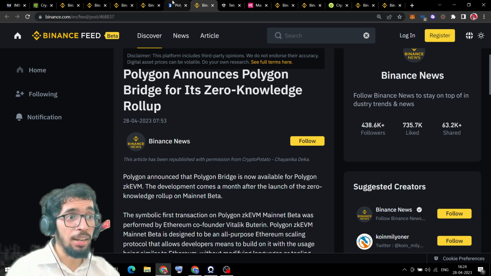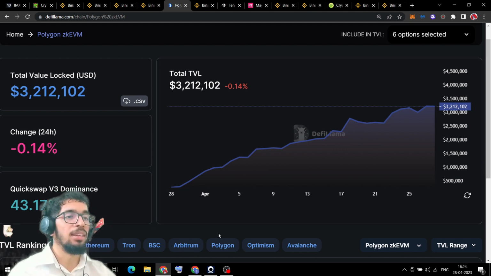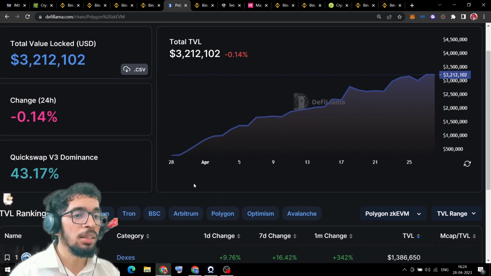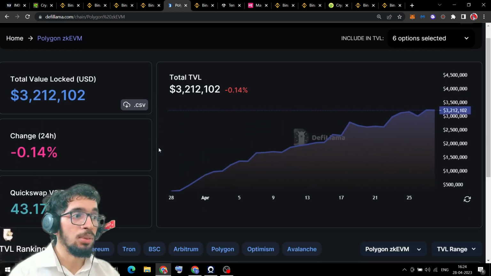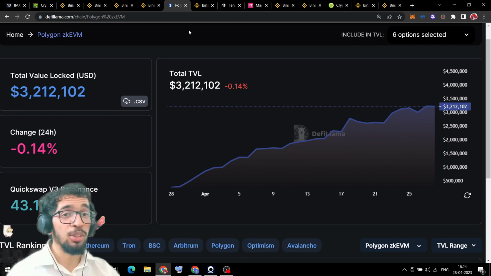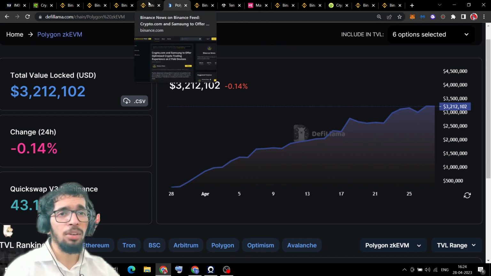Right now the bridge is just increasing. It's around 3.213 million in TVL. It's not that much, but we'll keep an eye on which projects also come on this chain, because the early gems are probably going to get 10x to 20x, right? So I have to keep an eye on those also, and probably I'll do a video also.